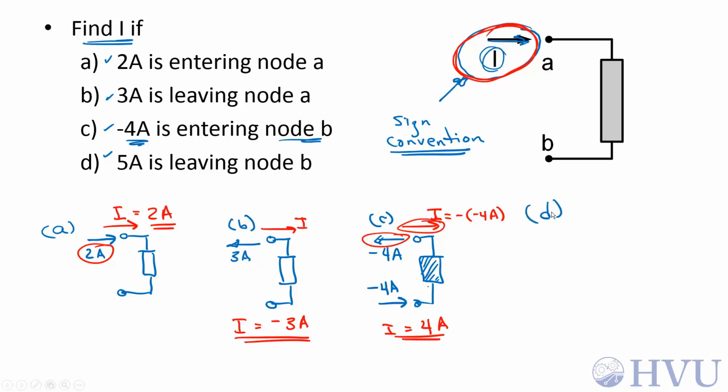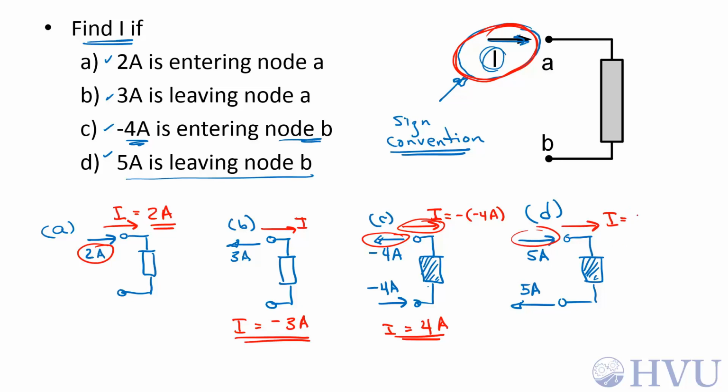Finally, for part D, I have 5 amps leaving node B. So 5 amps is leaving node B. Since I can't accumulate charge, that has to be balanced with 5 amps entering node A. I is positive entering node A. This arrow and this arrow are in the same direction, so I is positive 5 amps in this case.